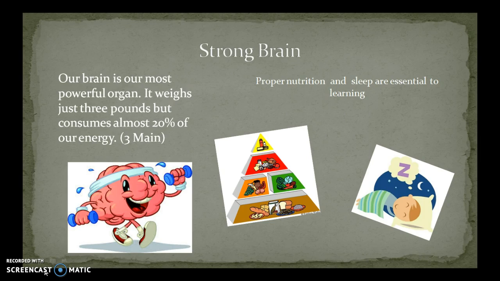Physical activity is important to keep the brain functioning at optimal level. Exercise encourages the birth of new neurons and pumps more oxygen through the brain. Our brain is our most powerful organ. It weighs just 3 pounds but consumes almost 20% of our energy. Therefore, proper nutrition and sleep are essential. Sleep boosts cognitive performance and increases learning. Teachers can teach about the importance of sleep, and good nutrition and regular exercise should be a part of the school environment as well.